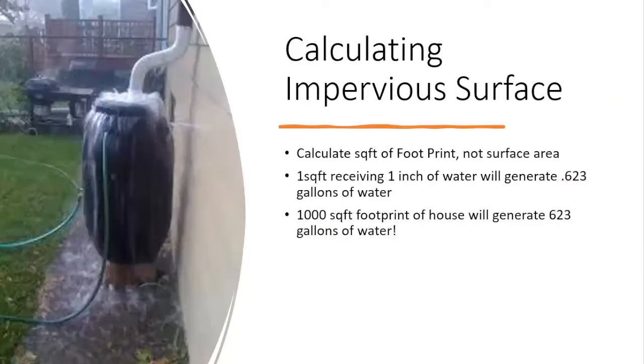Okay, here are some major considerations you want to think about before installing a rain barrel or when you're thinking about your stormwater management system. How is this rain barrel going to come into play? So the very first thing you're going to want to think about is how much impervious surface do I have, that's going to affect how much rainwater I'm going to capture?